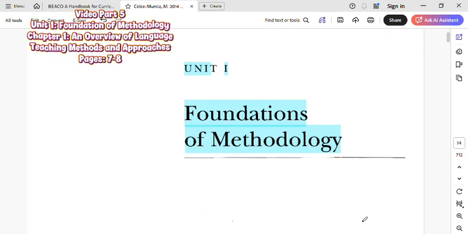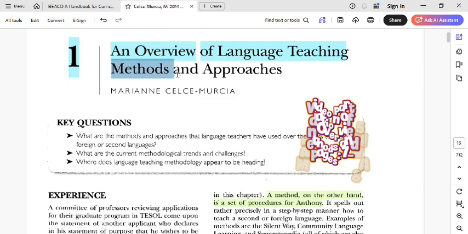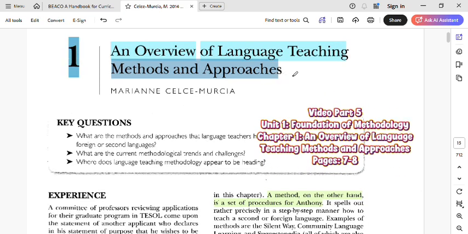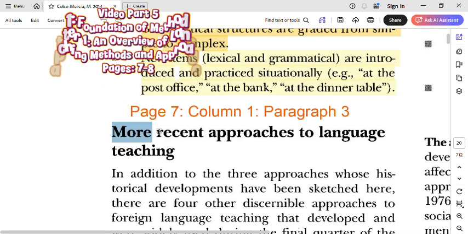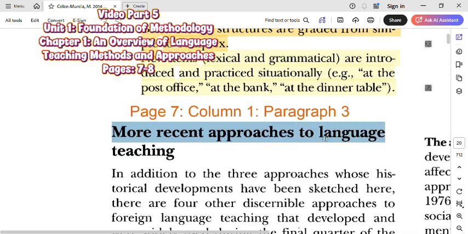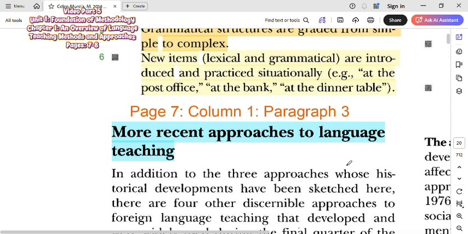Today I will still be reading Unit 1, Foundation of Methodology. Chapter 1, an overview of language teaching methods and approaches. Marianne Celce-Murcia. Page 7, Column 1, Paragraph 3. More recent approaches to language teaching.